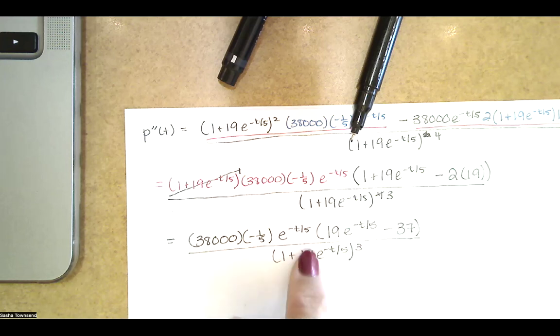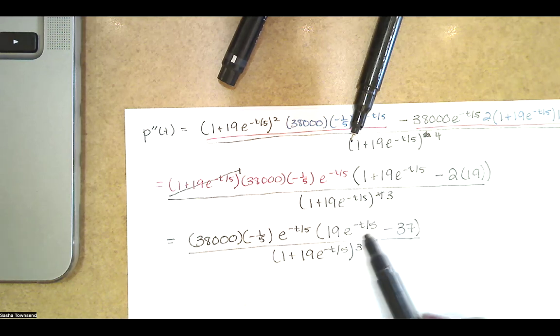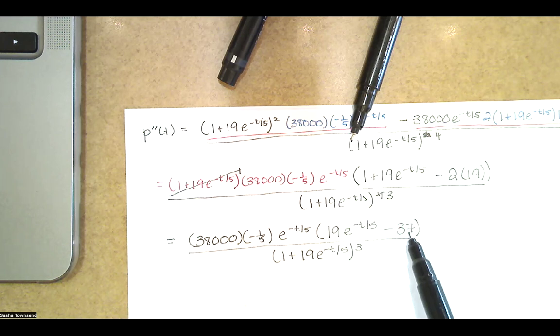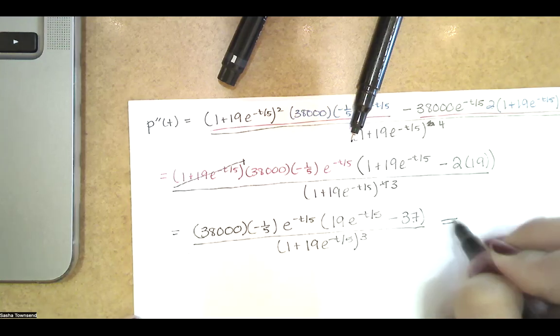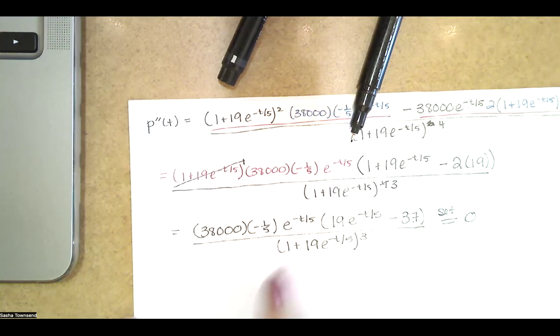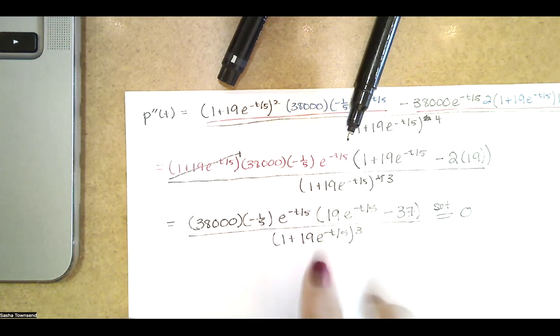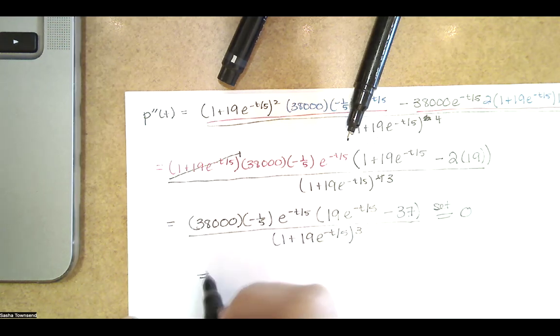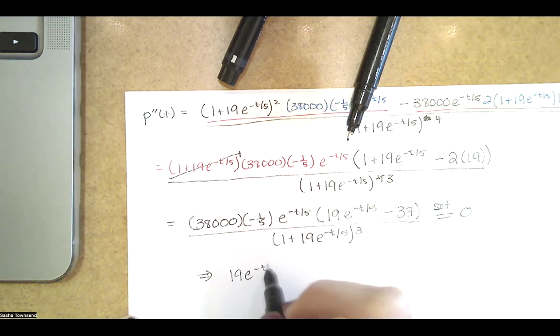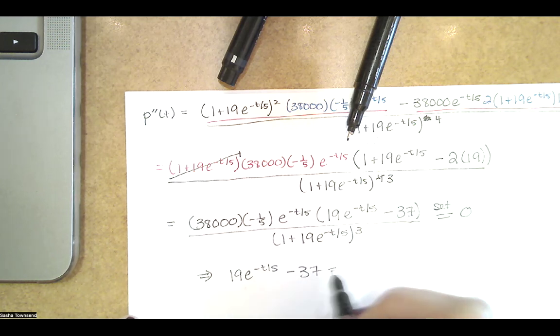So all of these terms are either positive all the time or negative all the time. The only one that potentially changes signs or is potentially even 0 is this expression here, because I've got an exponential which is positive and I'm subtracting 37. Well, that could be 0 whenever this expression here is equal to 37. So if I'm setting p double prime equal to 0 and solving for t, the only expression that could possibly be 0 is this one. So we'll say that equals 0 if 19 times the exponential minus 37 is equal to 0.